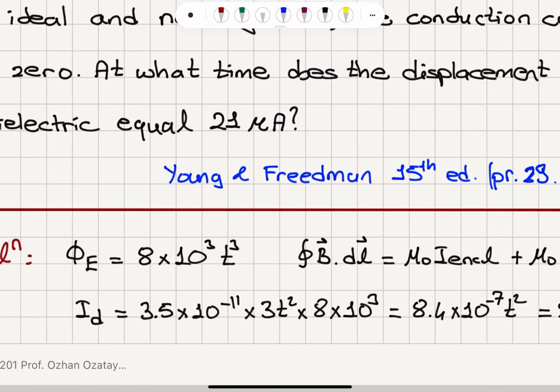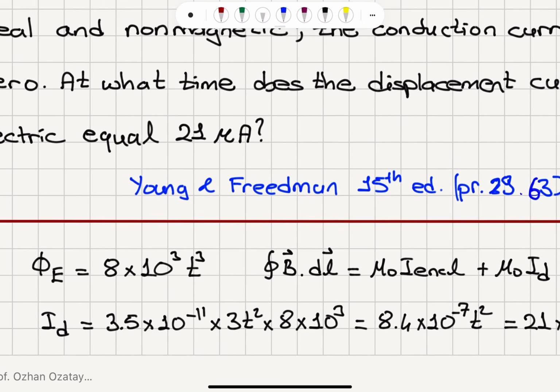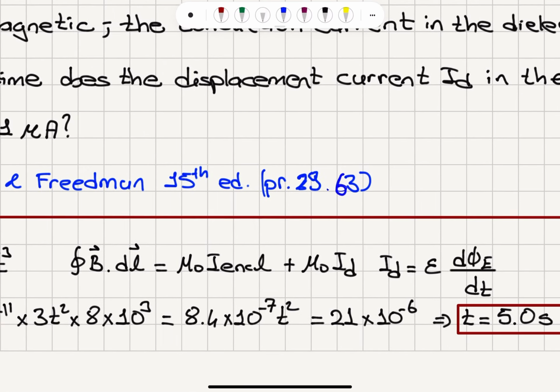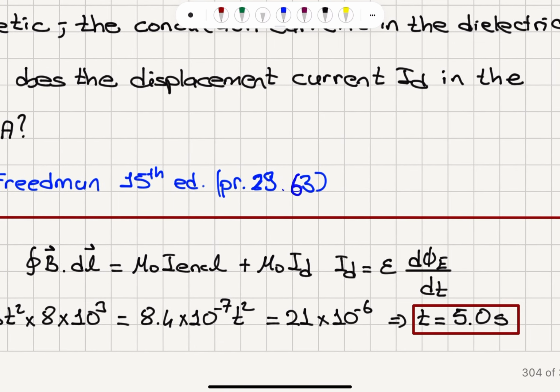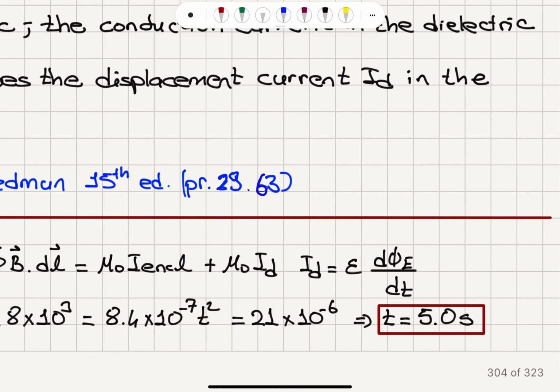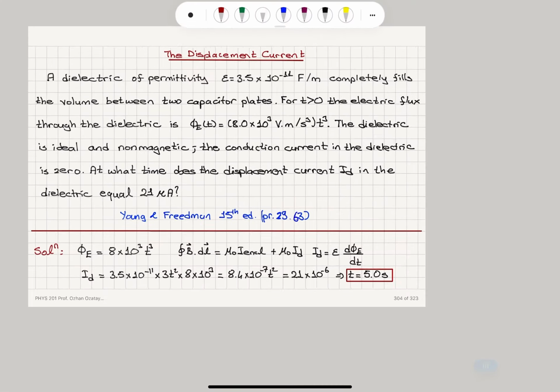And I need to take the derivative of the flux with respect to time, which gives me 3t squared times 8 × 10^3, multiplied by epsilon is the displacement current. And when is this equal to 21 × 10^-6 amps, 21 microamps? That's when t is equal to 5 seconds.